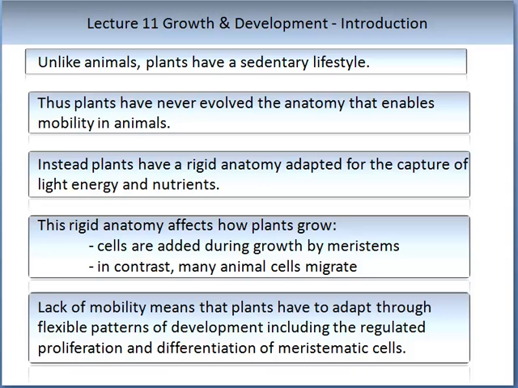The rigidity of the anatomy affects how the plant can grow. Cells are added during growth by meristems. In contrast, many animals' cells migrate. The lack of mobility means that plants have to adapt through flexible patterns of development, including the regulated proliferation and differentiation of meristematic cells.